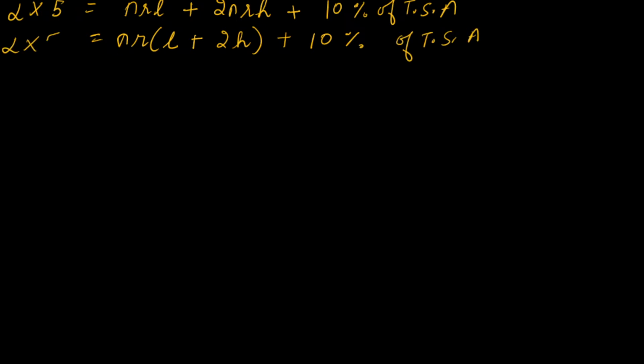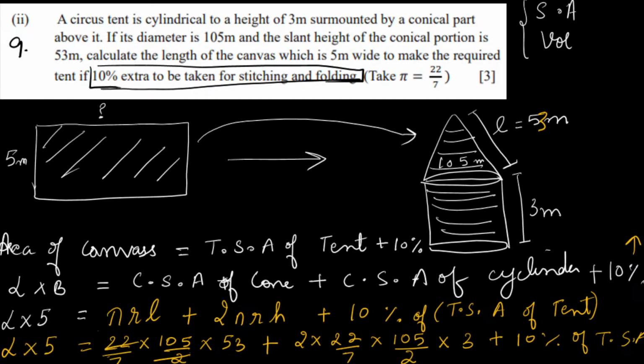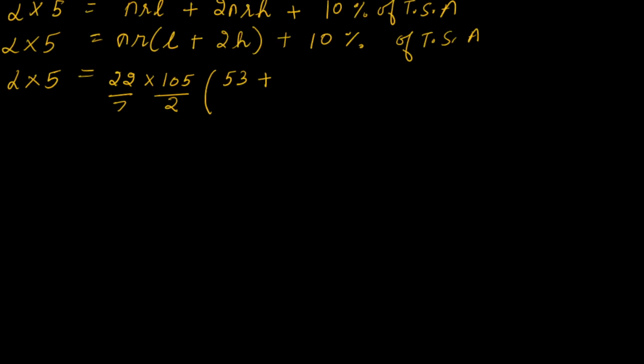Here length into 5. Pi's value is 22 by 7. Radius is 105 by 2, because 105 is the diameter, and diameter divided by 2 is radius. Slant height is 53. Height of the cylinder is 3. So 2 into 3 is 6. I am directly writing. Plus 10% of this total surface area.